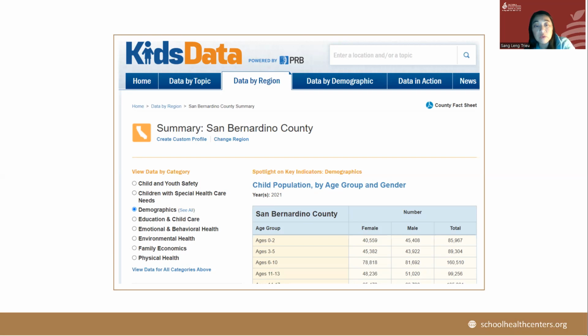And so you're able to go into this portal, into this website, and parse out data by topic, by region, by demographic information. And on this screenshot here, we're looking at data by region. So for San Bernardino County, you can see here a breakdown in age groups by gender as well as total. So here, let's just hone in on children ages 6 to 10 in the county. It's about 160,000, which is quite significant.